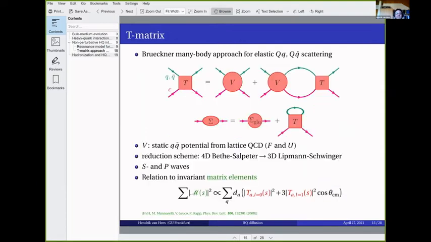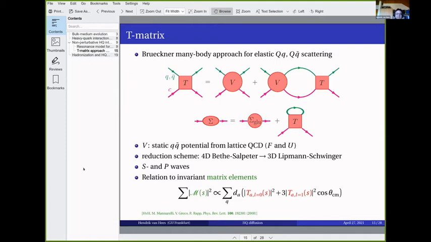This changes in this Brückner many-body approach, what was already told by Ralph this afternoon in the beginning of the last session. So there we have this T-matrix approach, the usual ladder diagrams, or however you want to call them, if you iterate this, and also the heavy quark propagator is self-consistently calculated by closing this loop here.